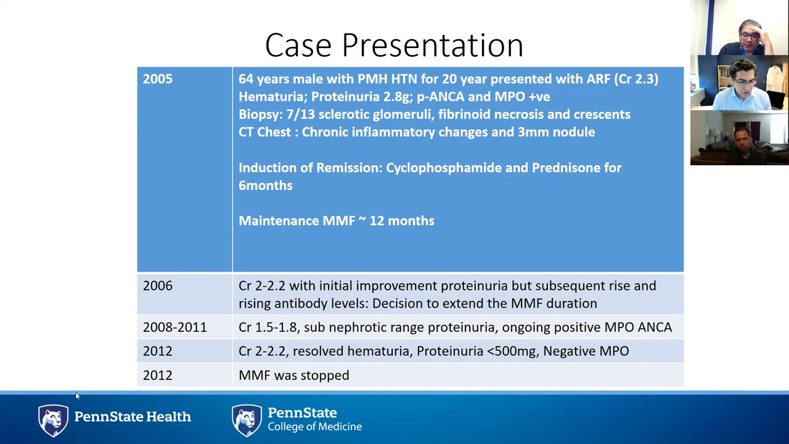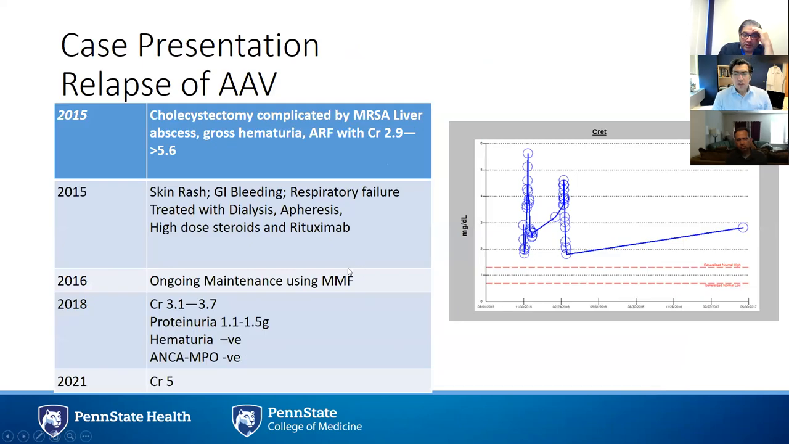Let me go to the next slide. So in 2015, he had a relapse. The point I want to make is that there was initial disease, he was treated, there was maintenance, and then remission. Then in 2015, 10 years after the original, he underwent cholecystectomy, and after that he developed a liver abscess. He presented with gross hematuria and again a rise in creatinine from 2.9 to more than 5.6.